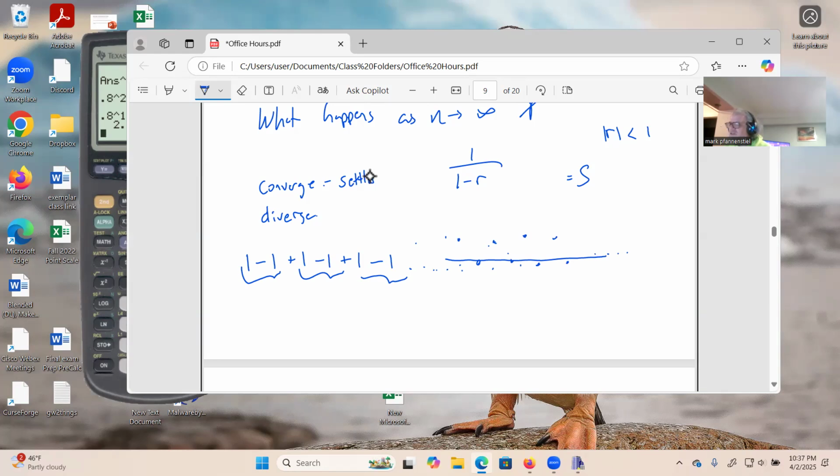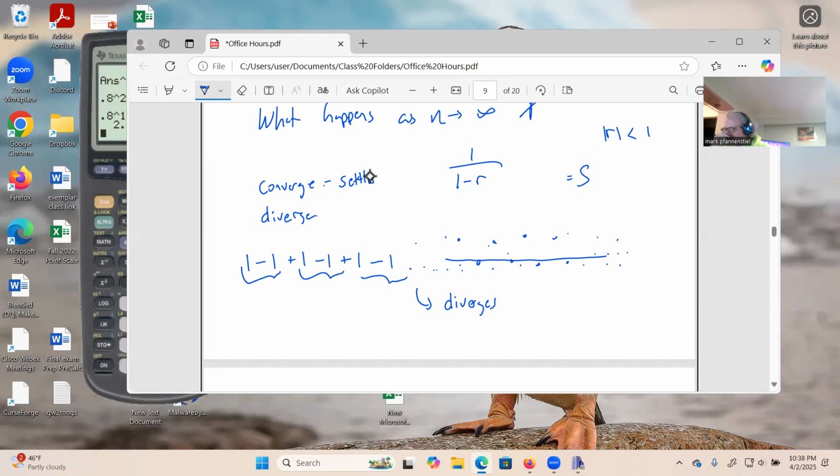So we wouldn't say it converged. I mean, it's 0 a lot of times, great. It's 1 a lot of times, but it's not settling toward either of those values. Every time you add an additional term here, it's going to ping pong back and forth between 0 and 1. So we would say this diverges, not because it's going off to infinity, because it's not. It's either 0 or 1, but because it never settles on any particular value.